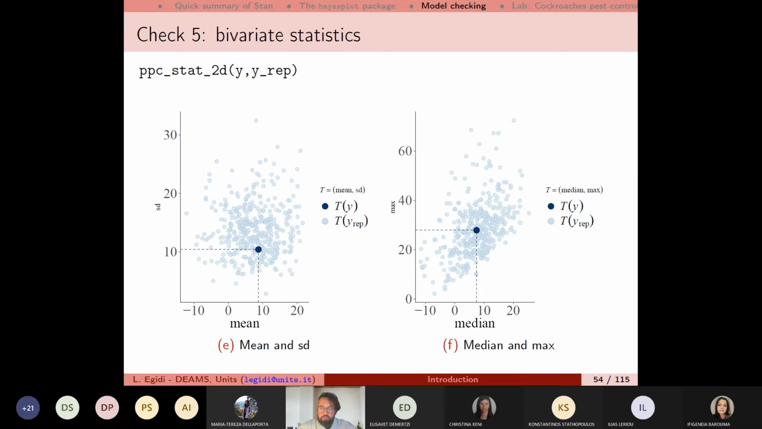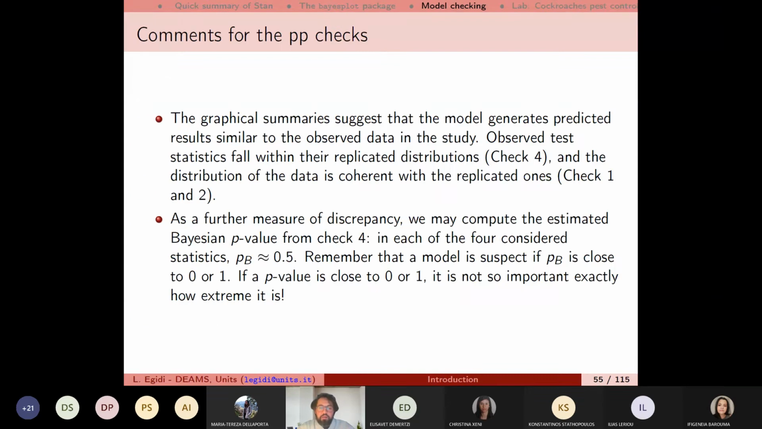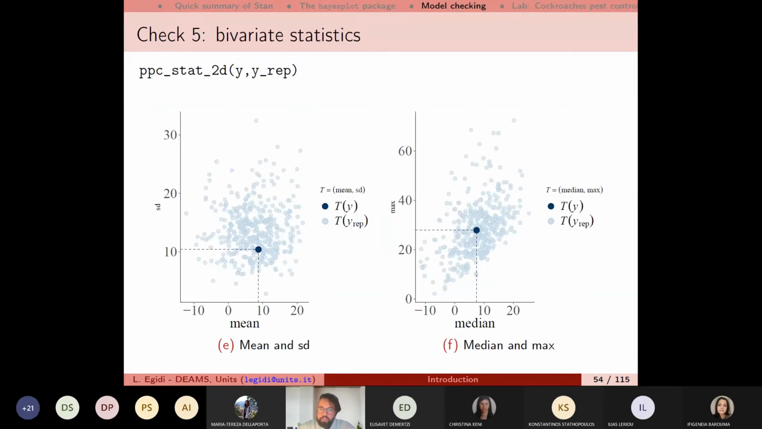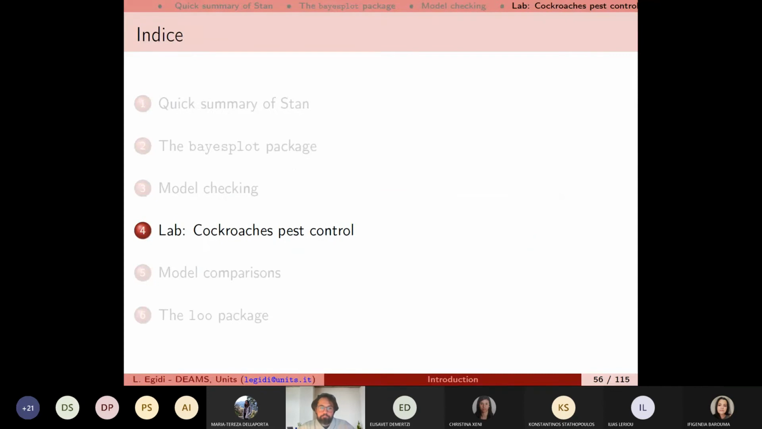Okay, so basically here we have good signals to say that this simple model for the coaching effects in the different schools is good enough to explain my data. And how did I check this? By generating hypothetical replications from the posterior predictive distribution of my data.